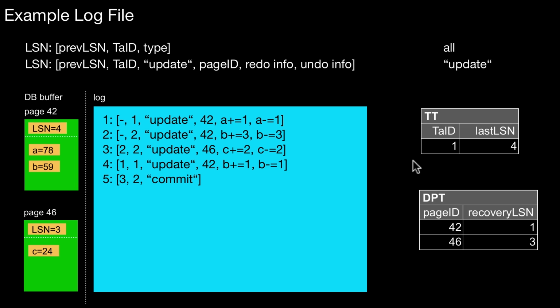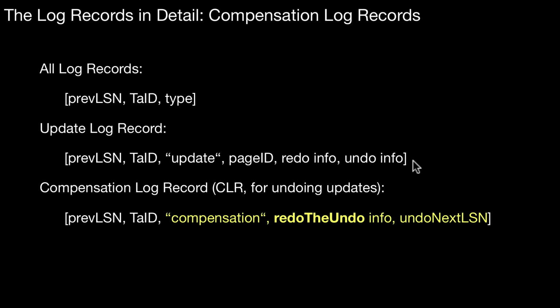So that is what happens during normal logging, during normal operation. For every change, you write out these log records to the log file. So there's a third type of log record in ARIES, and that's called a compensation log record. So what is the compensation log record? Again, I wrote down the previous types of log records. The general, or all log records look like that. Update log record looks like this. There's a third type. This is a CLR for short. It has the same fields here. It has type compensation here. And then it's really strange because it has a field that I coin redo the undo information. And it has an undo next LSN.